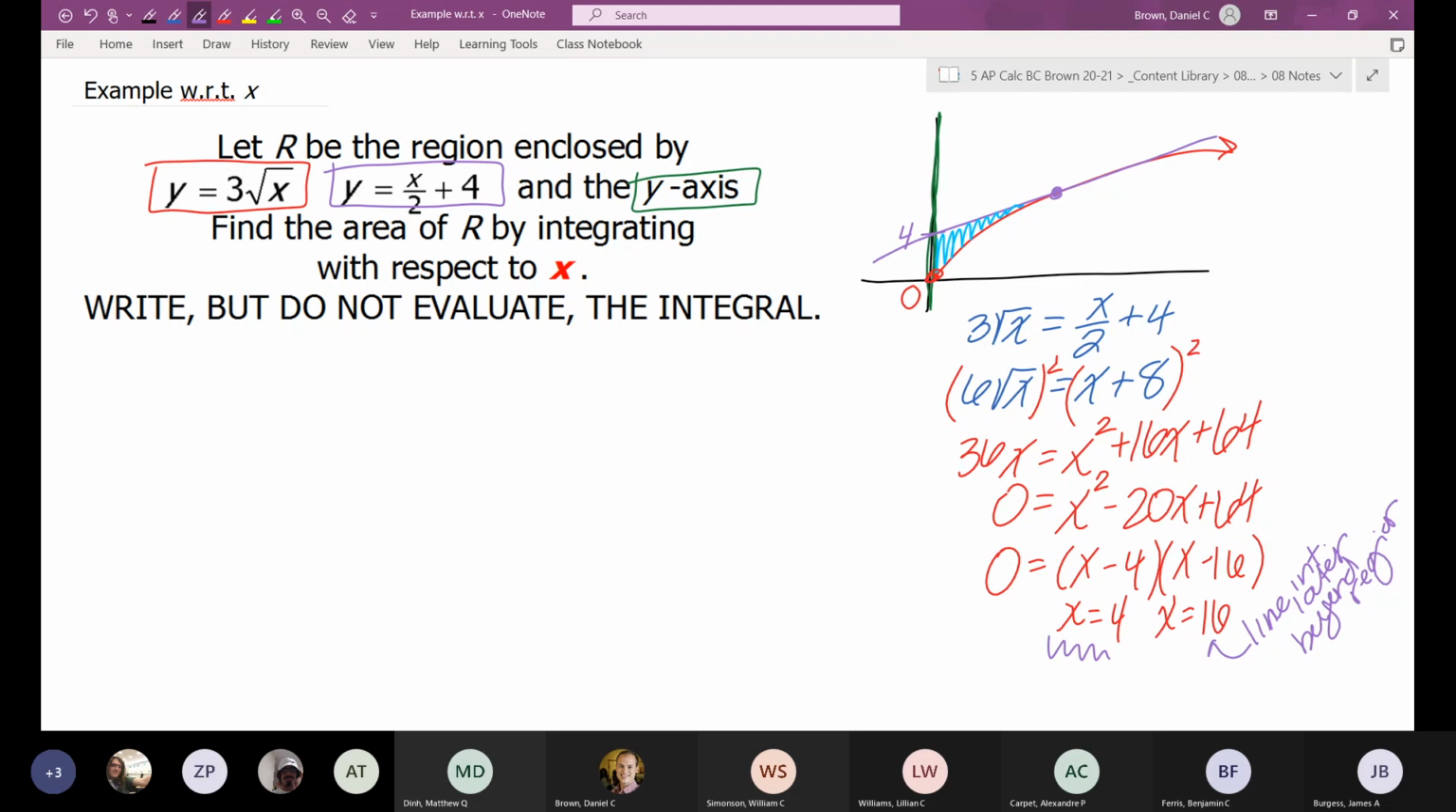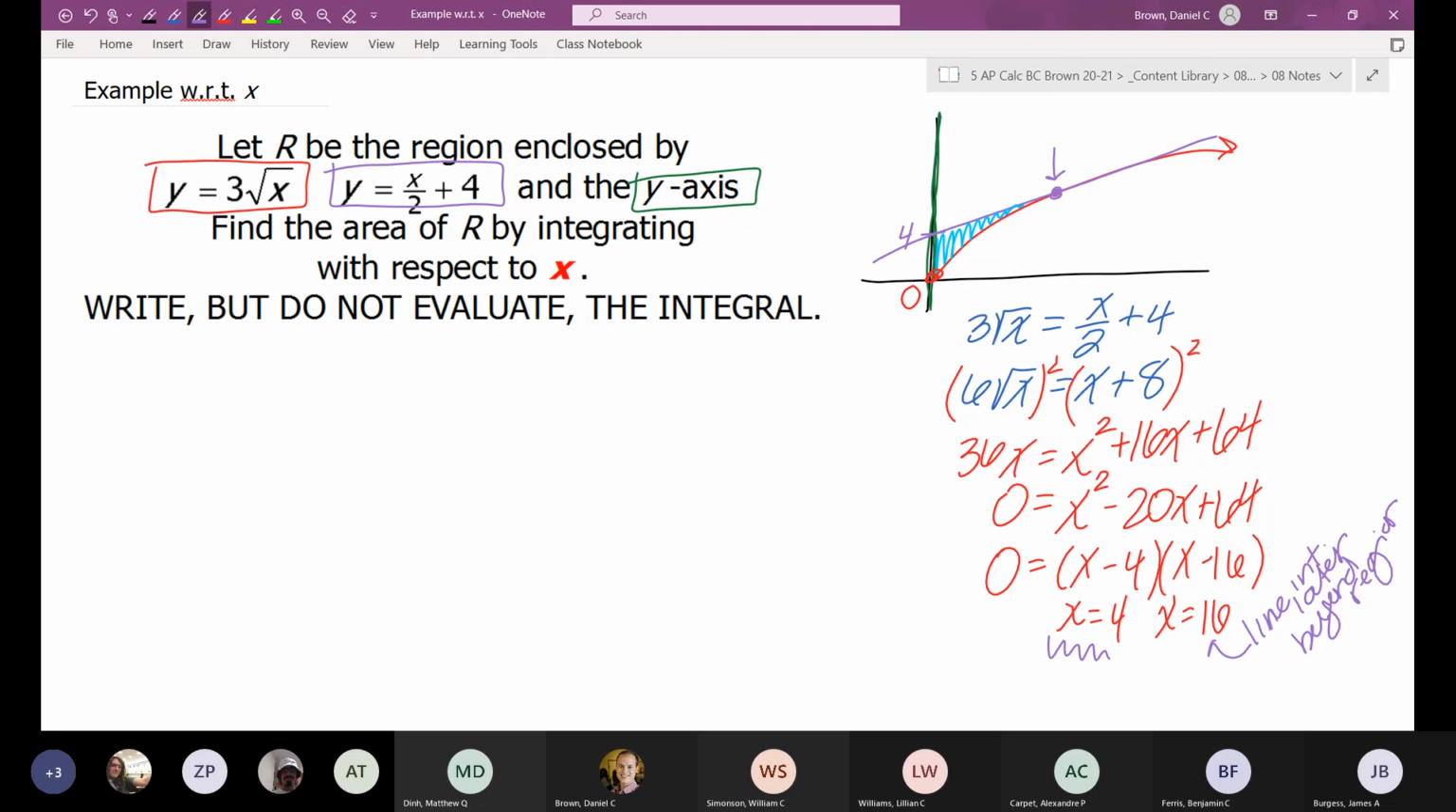How do we find those intersection points? We find those intersection points by setting the two graphs equal to each other. There are different routes you can take in solving that. For me personally, I don't like dealing with fractions when I solve the equation. So I multiplied everything by 2 first, and that gave me 6 times the square root of x, which is just equal to x plus 8.